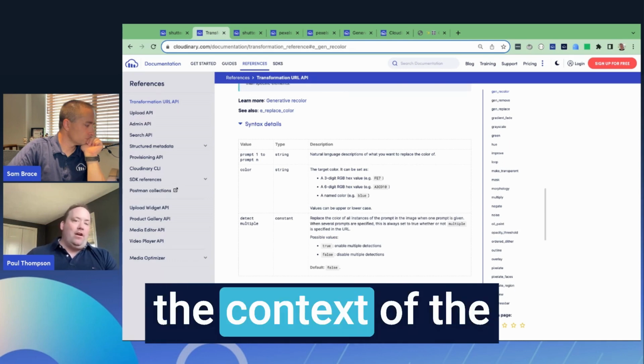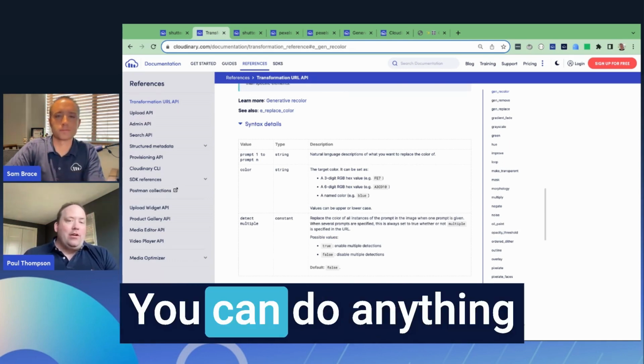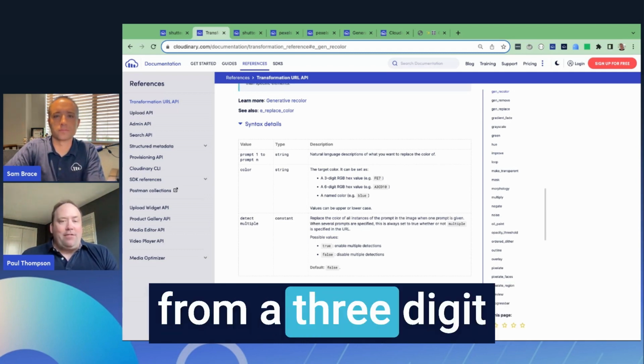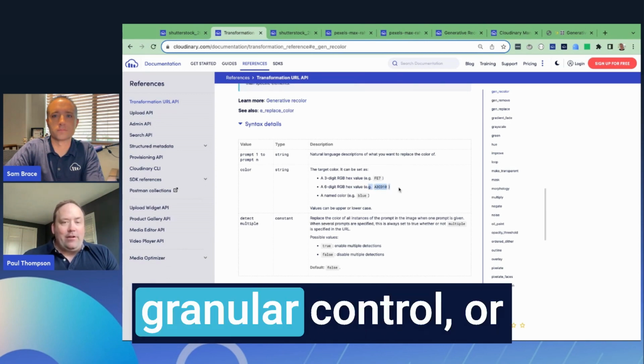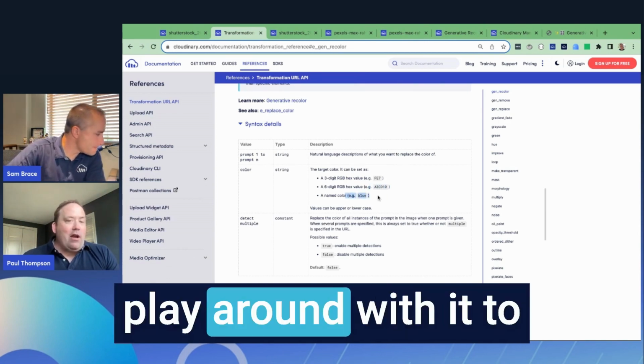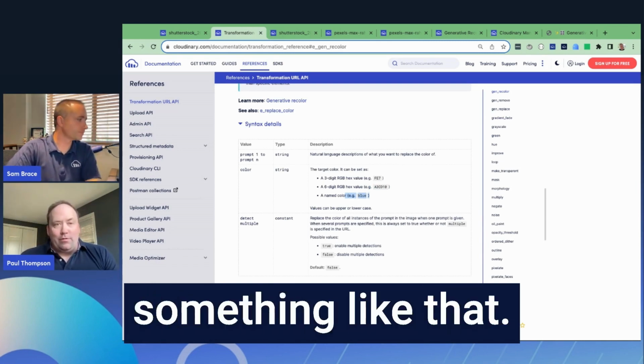It's going to know the context of the image. And then you have the ability to change the color. You can do anything from a 3-digit RGB, as you can see here, a 6-digit to give you really granular control. Or if you want to just play around with it to test, you can even do a named color like blue or maroon or something like that.